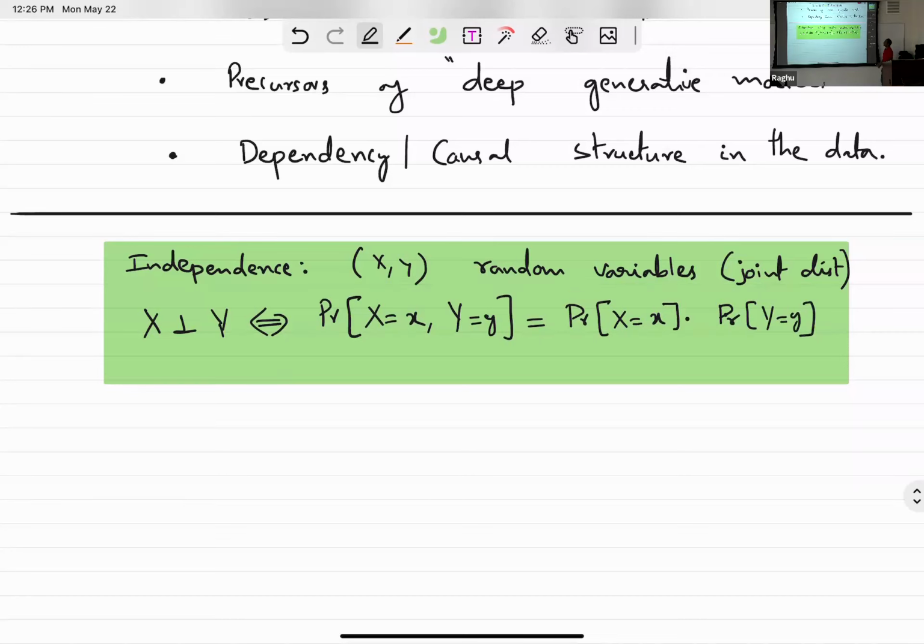The chance that the outcome of x is little x and the outcome of y is little y is just the product of the two. They're not correlated to each other. Another way to write the same thing is that the chance that the outcome of x is little x doesn't change if I condition on the outcome of y.